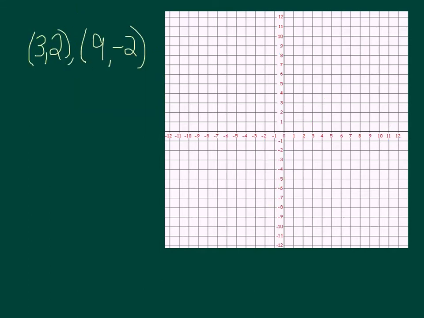Next one. This one, I didn't draw the line, so you need to draw the line. I'm going to go ahead and plot 3, 2, which is right here, and then 9, -2, which is right here. Now I'm going to connect the dots. Oops, I'm off a little bit, but that's okay.